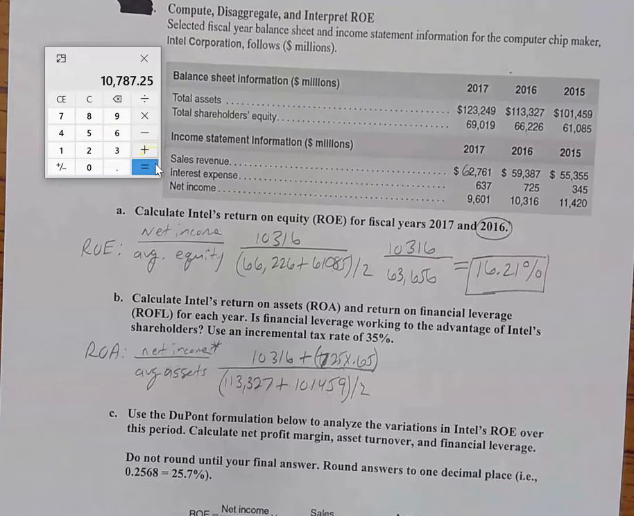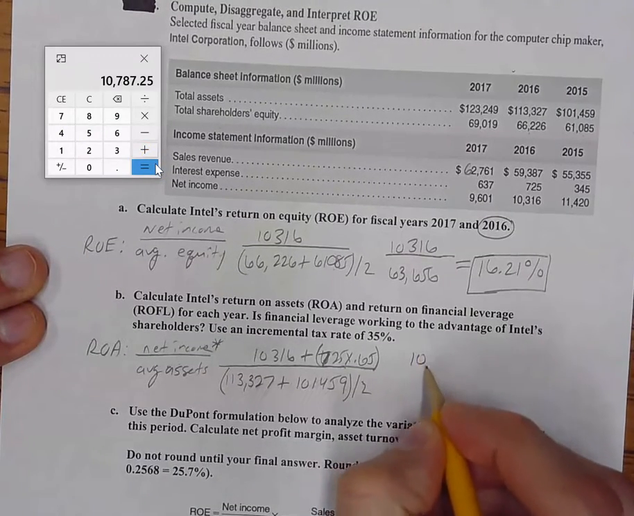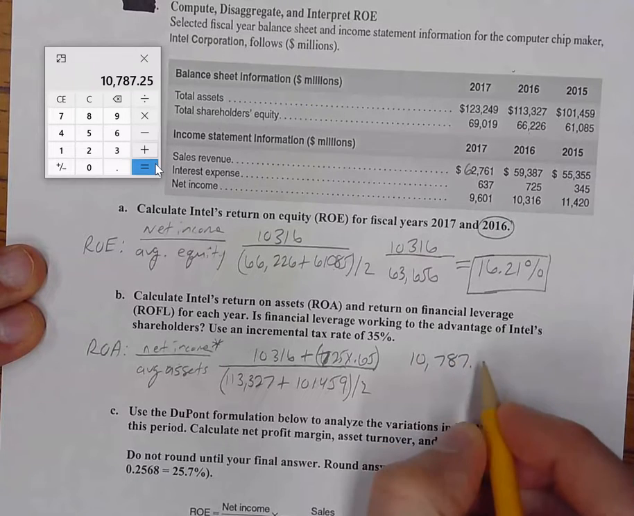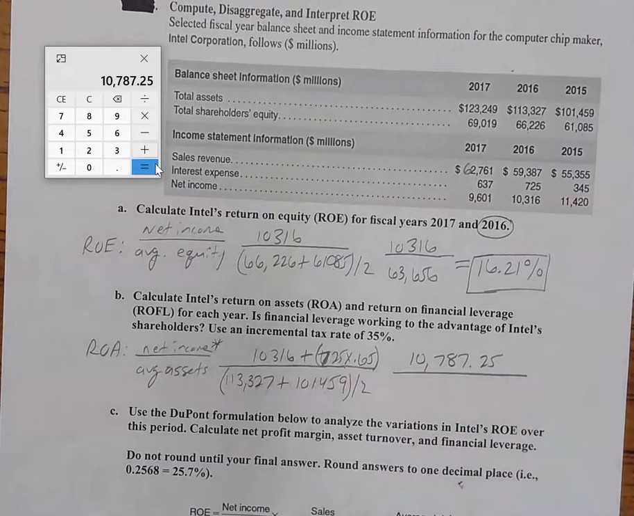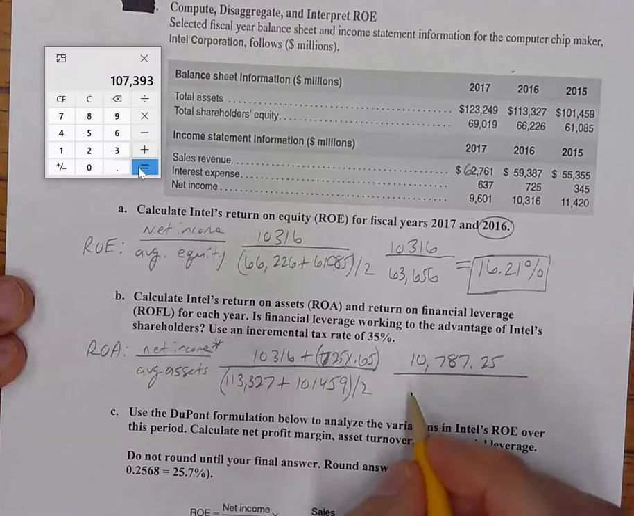Okay, and that is 10,787. Heck, we'll just do the whole thing. All right. And then I'm going to add my 113,327, which is my ending assets, plus our beginning assets that we got from the end of the previous year. Okay, so this is our total for both. Now we're going to divide by 2, and we come up with 107,393.